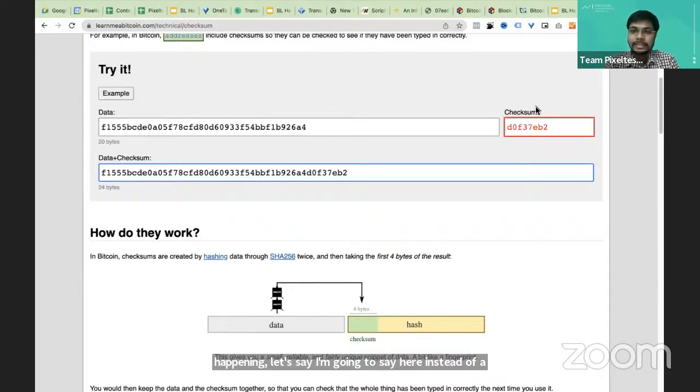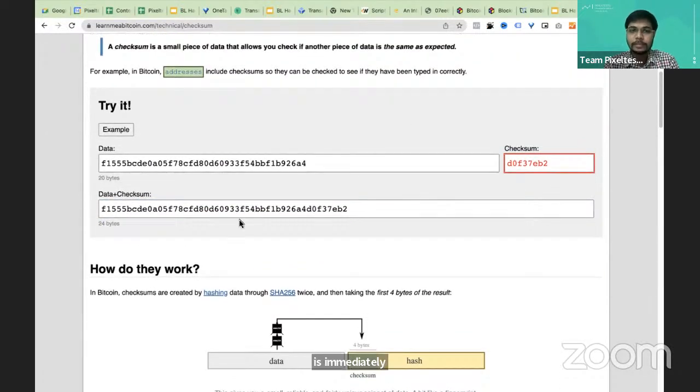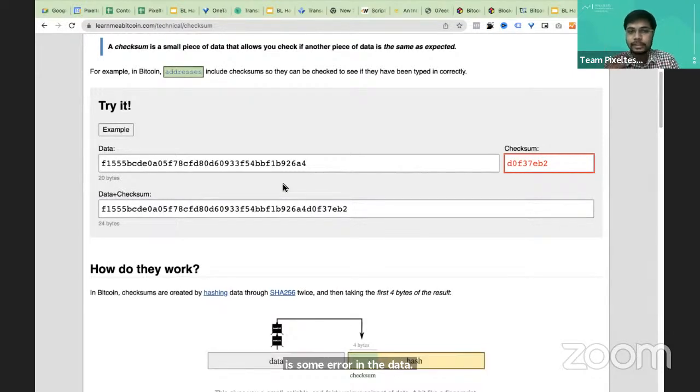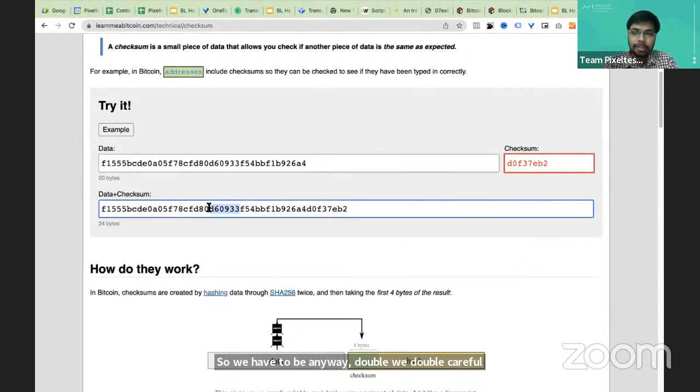What is going to happen is the checksum mismatch is immediately traced, and you'll know that there is some manipulation that happened in the data, or there is some error in the data. So you will know that this wallet address is something that is non-existent. We have to be double careful whenever we are entering the wallet address, but also there is some additional care that is taken while the wallet address is being generated, right?